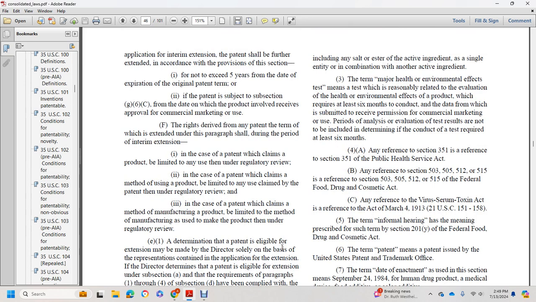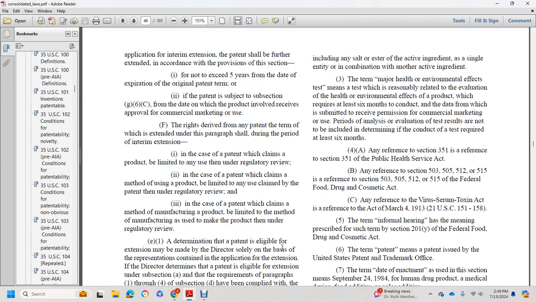The term major health or environmental effects test means a test which is reasonably related to the evaluation of the health and environmental effects of a product, and which requires at least 6 months to conduct, with data submitted after the receipt of permission for commercial marketing. The period does not include analysis and evaluation of test results, nor the determination of the test conducted, which requires at least 6 months.